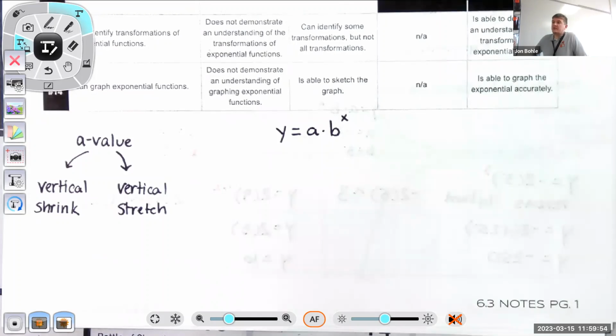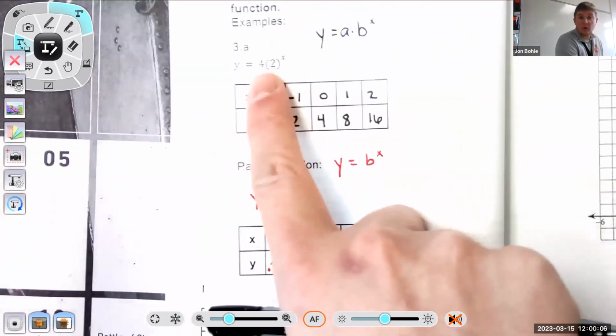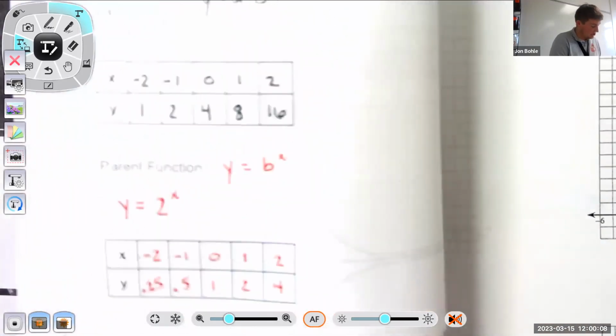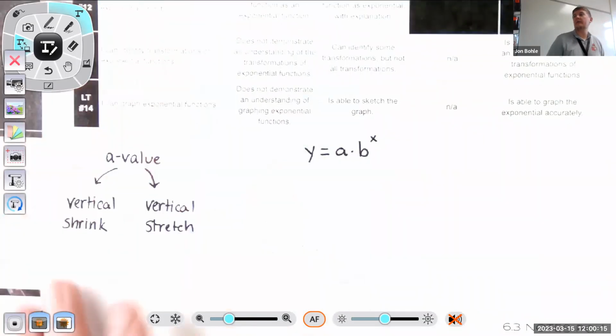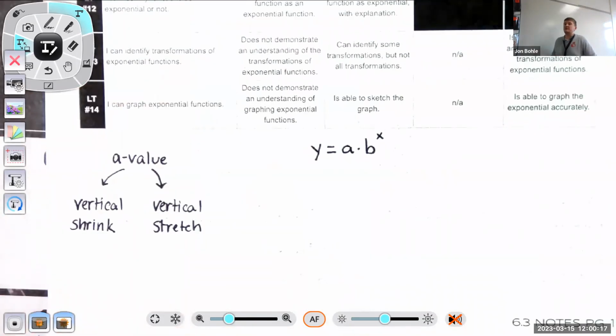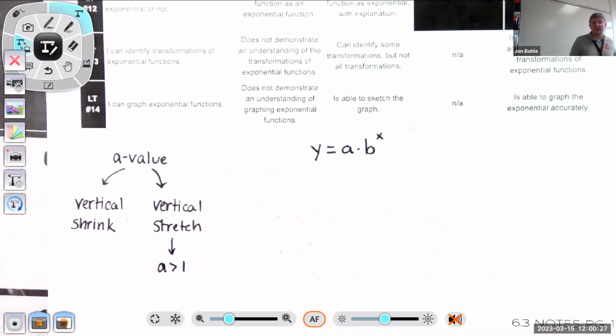Okay, so I'm going to let you guys finish writing this, and then I'm going to go back to that page. Because we had an A value here that was 4, and that was a stretch. And we had an A value here of a half, and that was a shrink. How can I tell? When is it a stretch and when is it a shrink? Anything above 1 is a stretch. If my A value is greater than 1, it's going to be a stretch.